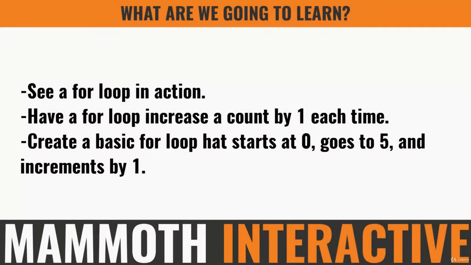So in this part of our tutorial, we're going to see a for loop in action. We're going to create one, and we're just going to have it increase count by 1 with each iteration. After the for loop has finished running, it's going to spit out a different value of count, which will be based on how many times the loop has run. So we're going to start our loop at 0, we're going to increment by 1 each time, and we're going to stop the loop once it's run 5 times. So by the end of it, count should be equal to 5 if we start it at 0.